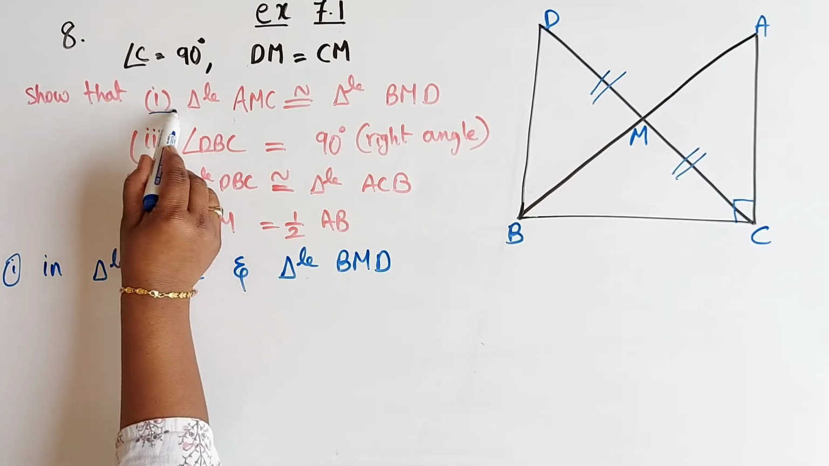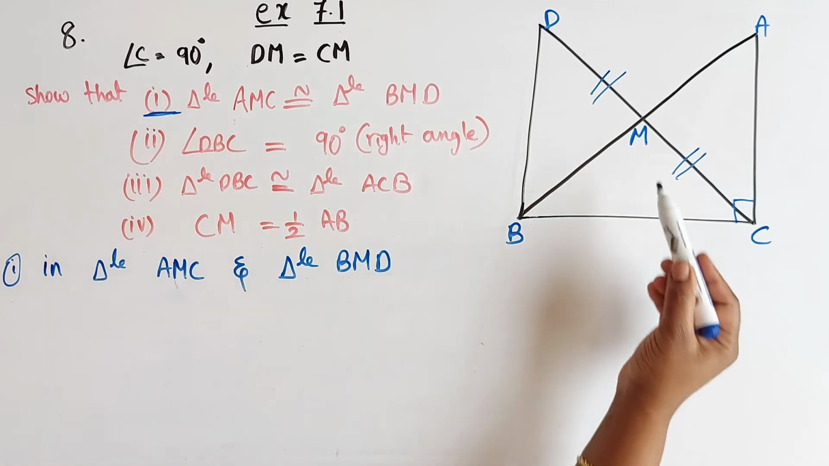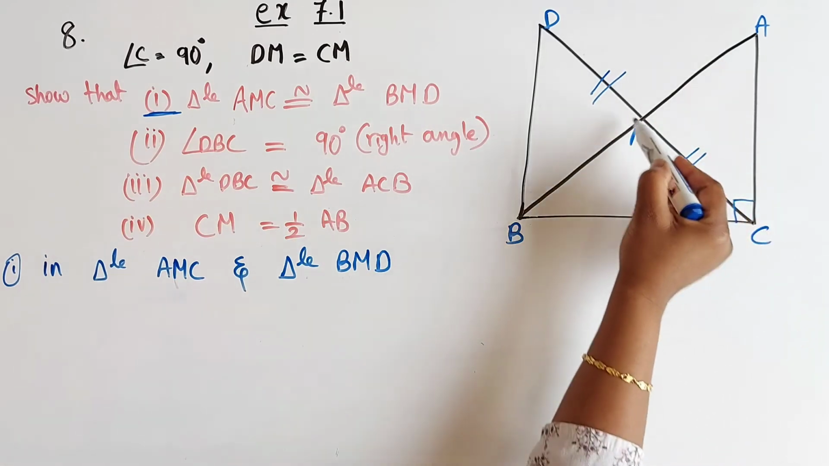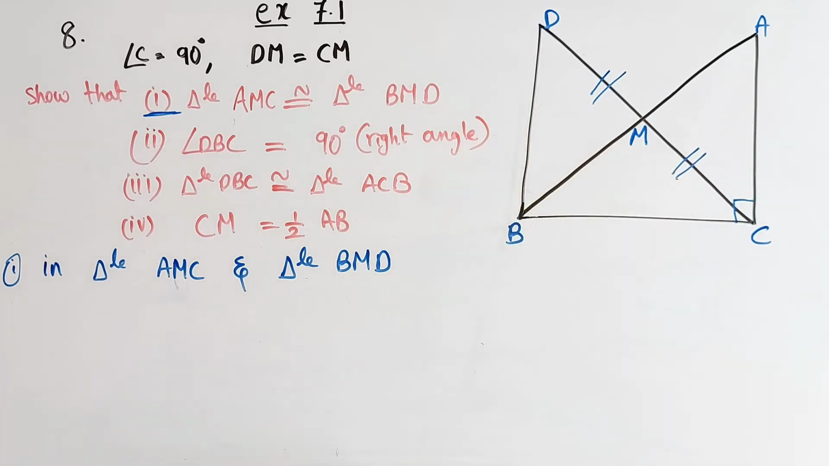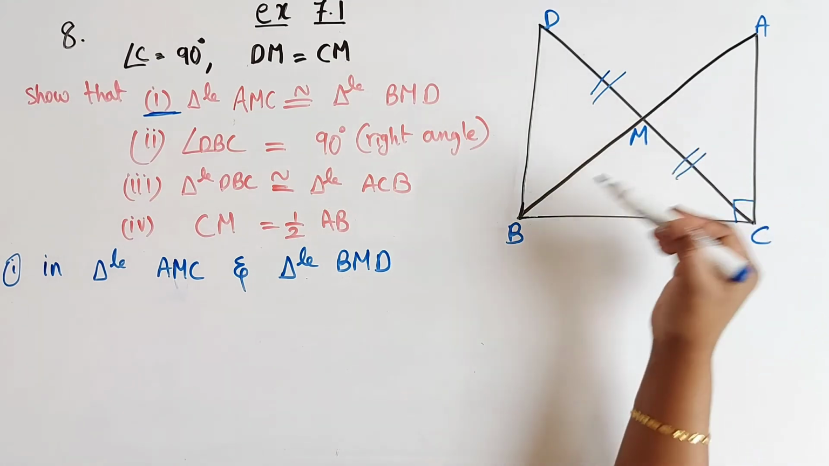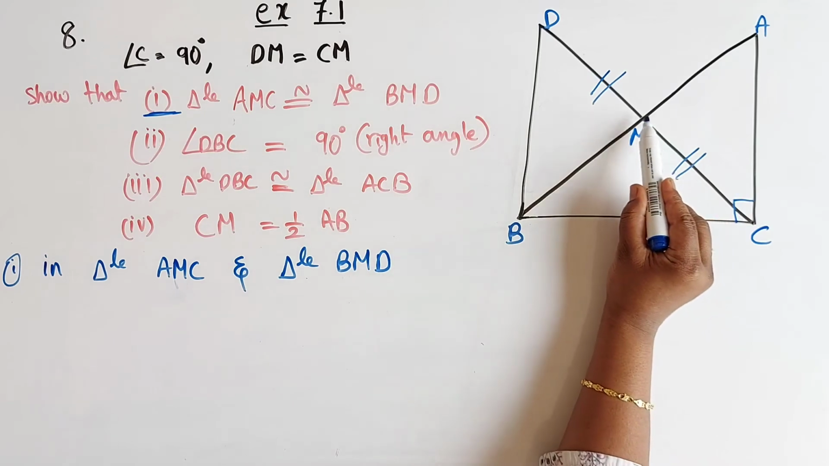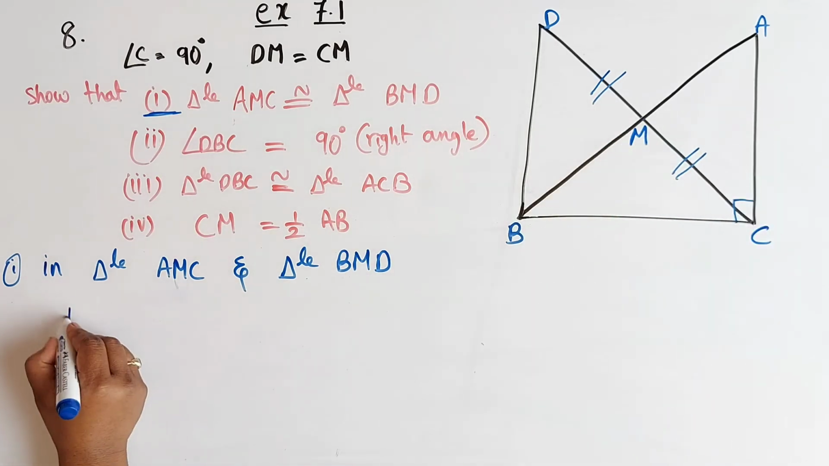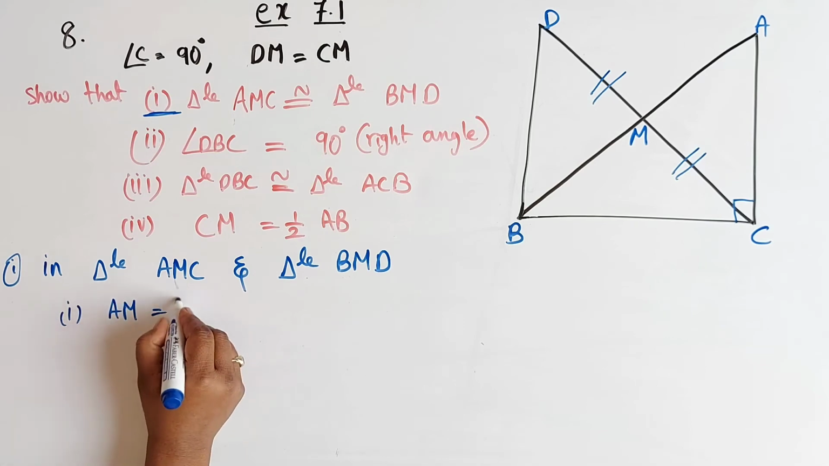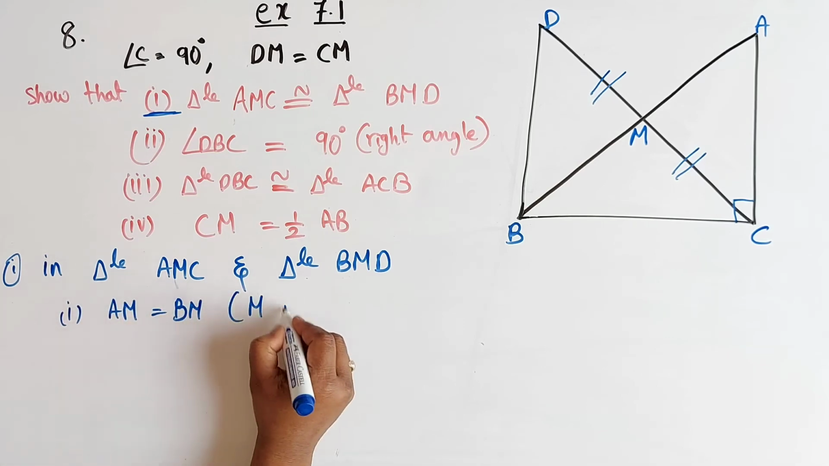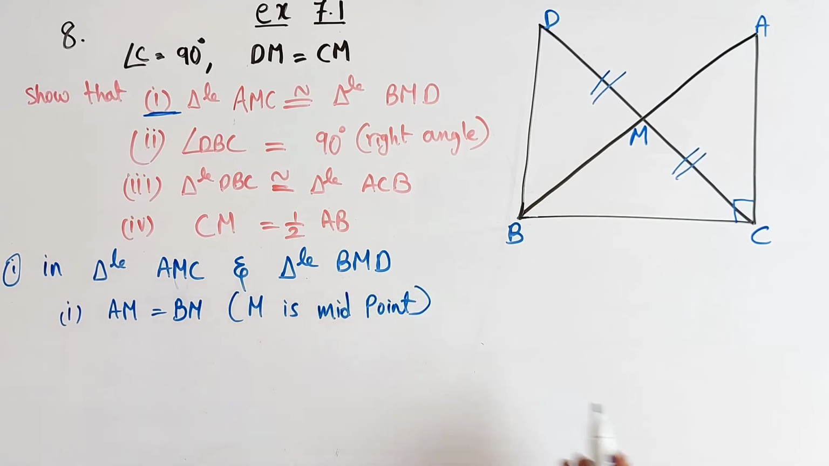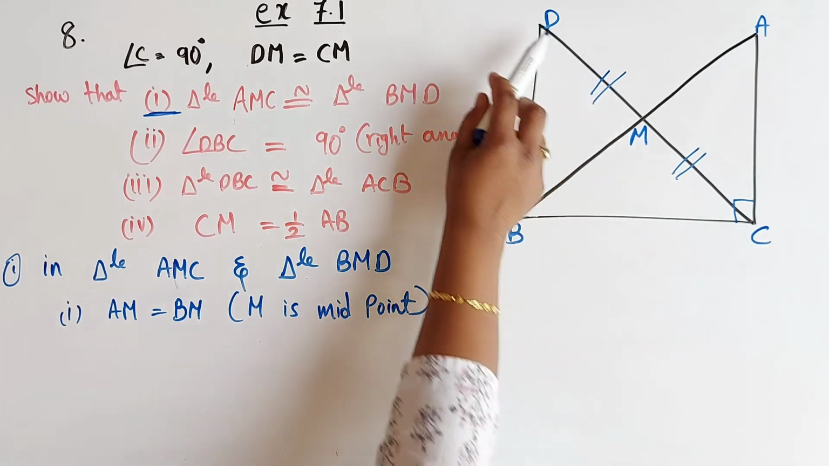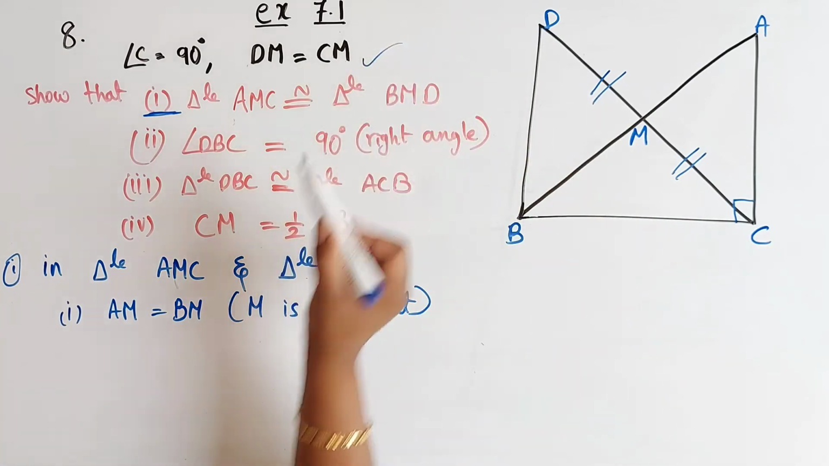First one, children, we have to show that triangle AMC is congruent to triangle BMD. These two triangles. Now compare these two triangles first. What are the common parts here? AM equals BM, because already they said that M is the midpoint of AB. So we can write that AM equals BM, M is midpoint. And we can write that CM equals DM. It is already given here. Correct, children?